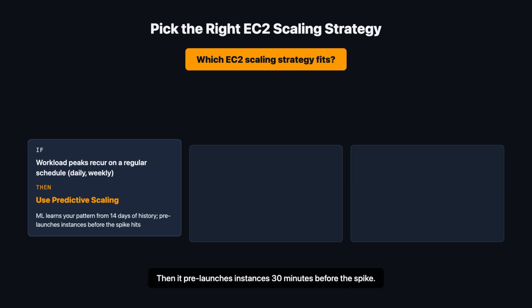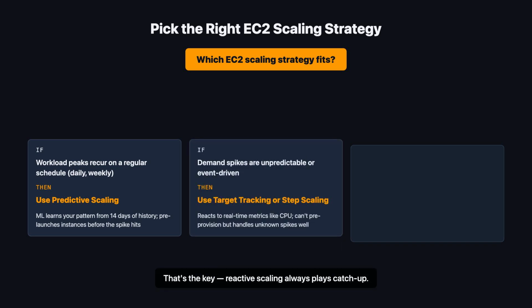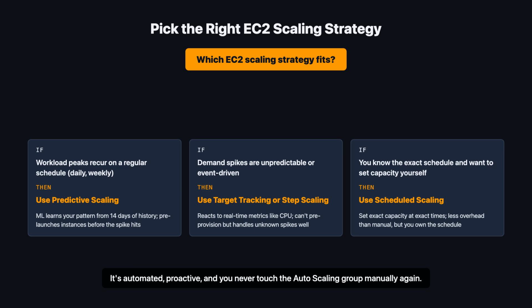Then it pre-launches instances 30 minutes before the spike. So when your jobs kick off at 9 a.m., the capacity is already warm and waiting. That's the key. Reactive scaling always plays catch-up. Predictive scaling plays ahead. For any workload with a regular schedule, predictive wins. It's automated, proactive, and you never touch the auto-scaling group manually again. That's why C beats A: step scaling reacts, predictive anticipates.